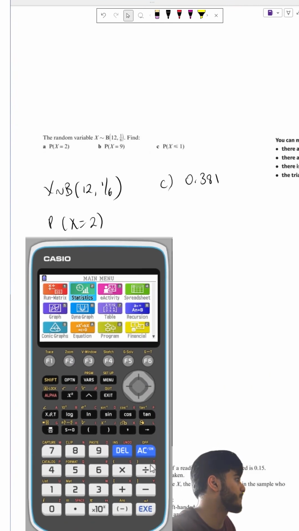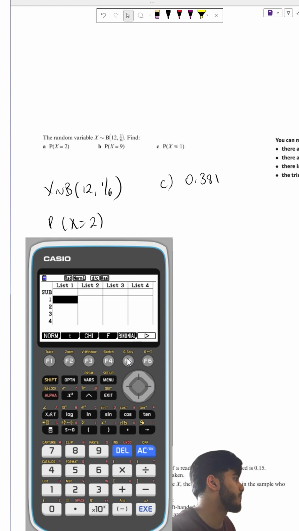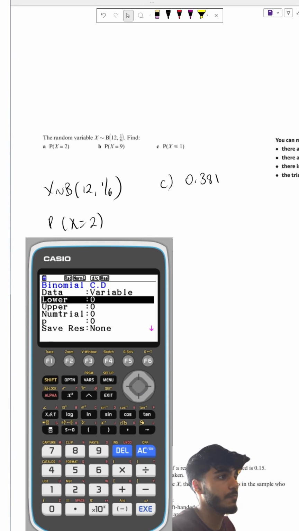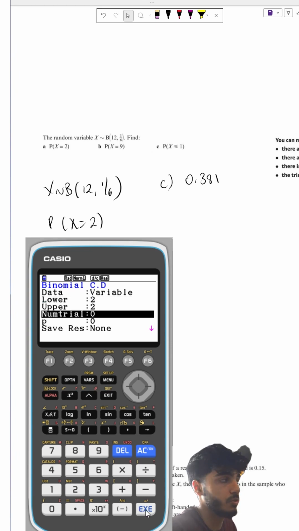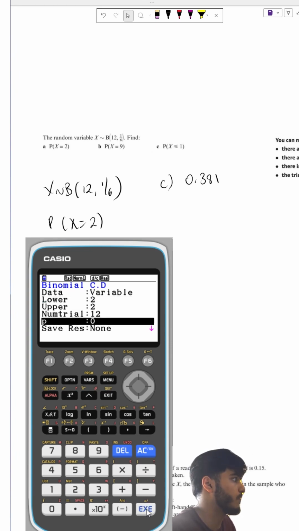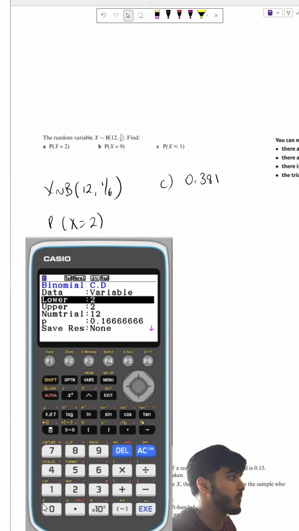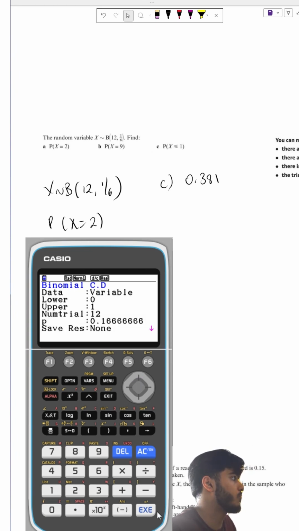Right. Okay. Statistics. Distribution. Binomial. BCD. Don't even use BPD. I'm going to change this to variable. So first one, I want x equals 2. That's going to be 2, 2. My num trial is going to be 12, my probability is 1 divided by 6. Boom, 0.296, exactly the same value as before. If I want less than or equal to 1, I just change it to 0 and 1.